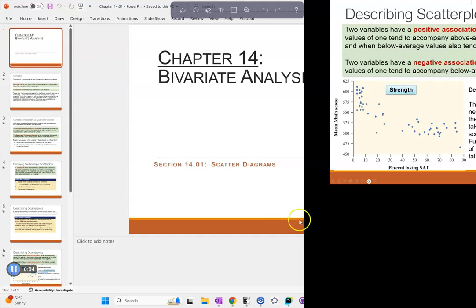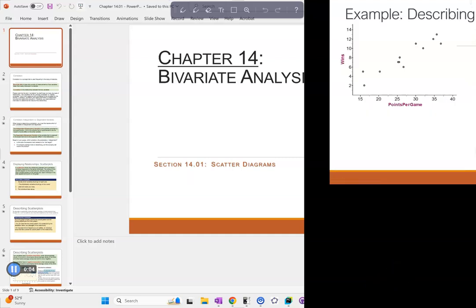So here's our example. We have our strength, our direction, and our form, and then we mentioned the two possible outliers. Everybody feel okay? Let's do it again. What's our direction here? Positive, agreed. The form? Linear, I agree. The strength? Moderate to strong, I would say. You can definitely tell this is a line, right? Is it the tightest line you've ever seen? No, but you can definitely tell the shape to it. Any potential outliers? Doesn't really look like it, right?